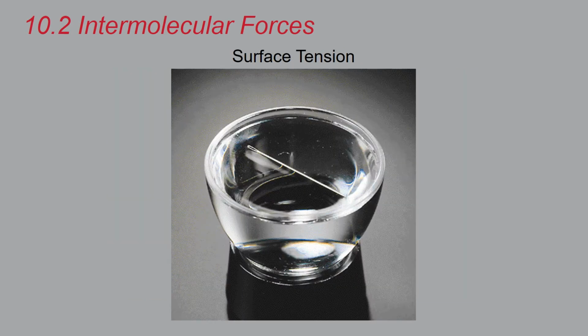But you can also do this with much more dense substances like steel. So if you do this just right, you can actually get a solid steel needle to float on water. And this is due to something called surface tension. And the idea is that for some reason, this object just can't break through the surface of the water. So why would that be?